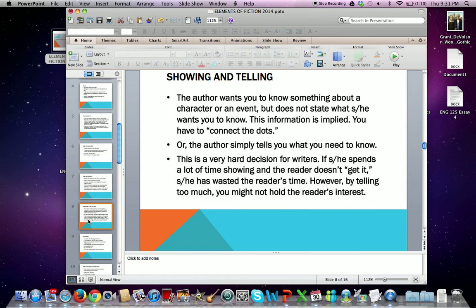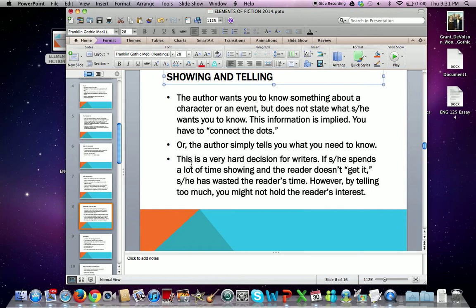Other information is implied. It is shown. That is the concept behind showing. The author wants you to have to put that piece together. So that's what it means to be showing. When you're showing, the author wants you to know something about a character or an event, but does not state what he wants you to know. The information is implied. You have to connect the dots, or the author tells you.